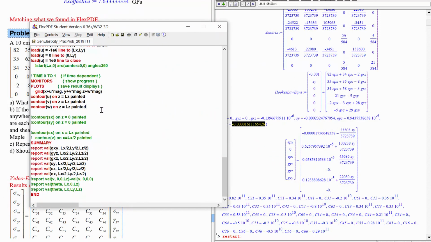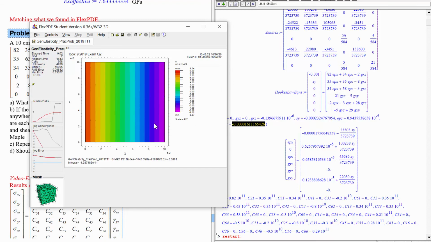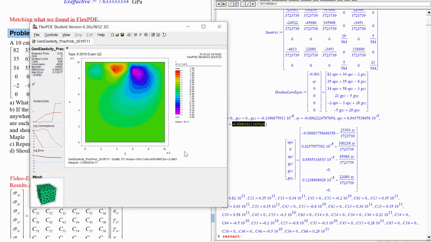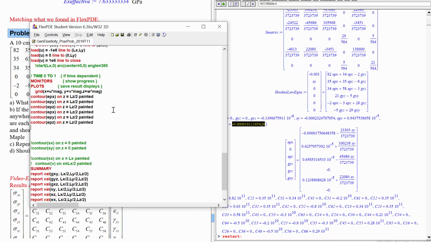If we take a contour plot on, let's say, Z equals LZ over 2, we'll look in the middle of this material at what the deformations are. The deformations are increasing linearly, right, in X and Z on this surface, and the Y deformation is just 0 because we're fixed to have none of that in any different direction. Rather than looking at the deformations, you can look at the strains, epsilon X, epsilon Y, and epsilon Z, or perhaps the stresses, but let's just look at the strains all on this surface: EX, EY, EZ, GYZ, GXZ, GXY.